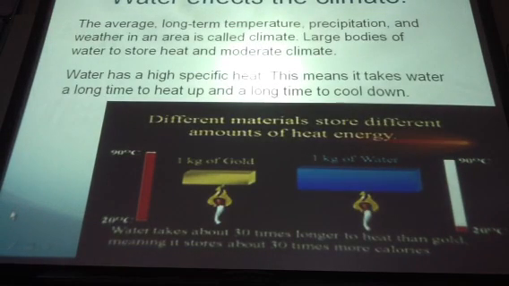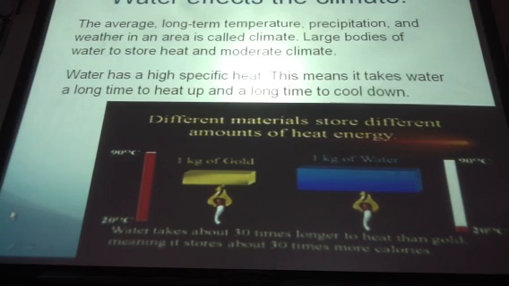Water affects the climate. The average long-term temperature, precipitation, and weather in an area is called climate. So climate is temperature, precipitation, but it's long-term weather conditions. Large bodies of water, like big lakes or the ocean, are able to store heat. Again, that's because of water's property of specific heat or heat capacity, and they moderate, so they affect the climate.